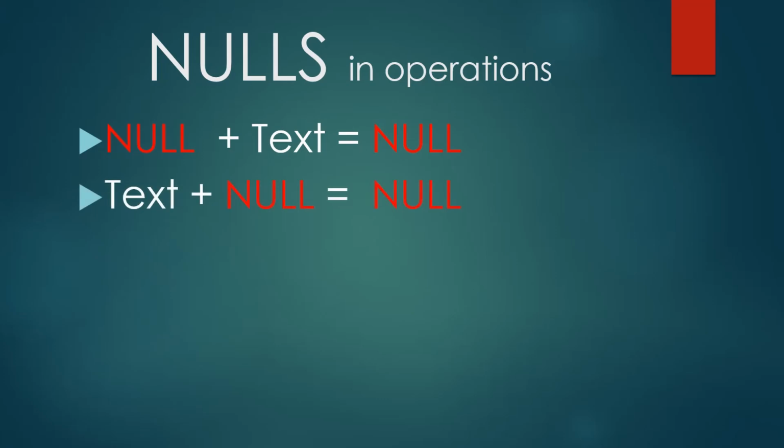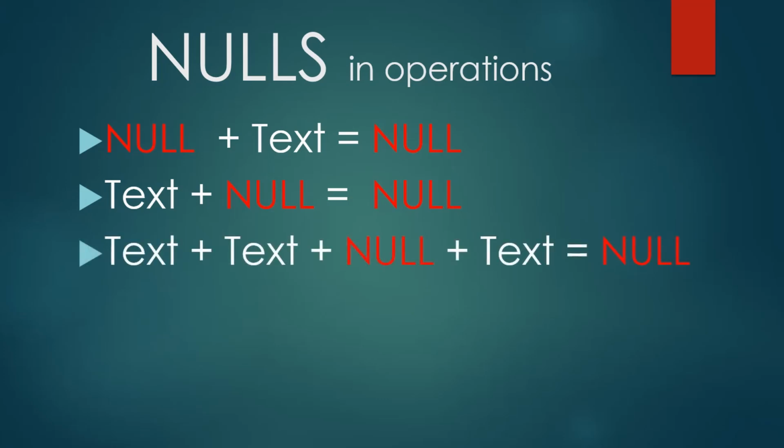If you were to take a bit of text and concatenate it with a null on the right hand side, the result is still null. You can have a bit of text and concatenate that with a piece of text and a null and more text, and if there's any nulls in there, you end up with one big fat null in the end. So when you're doing these kinds of operations, you have to allow for nulls. You have to take account of nulls in such a way that it's not going to screw up your value.